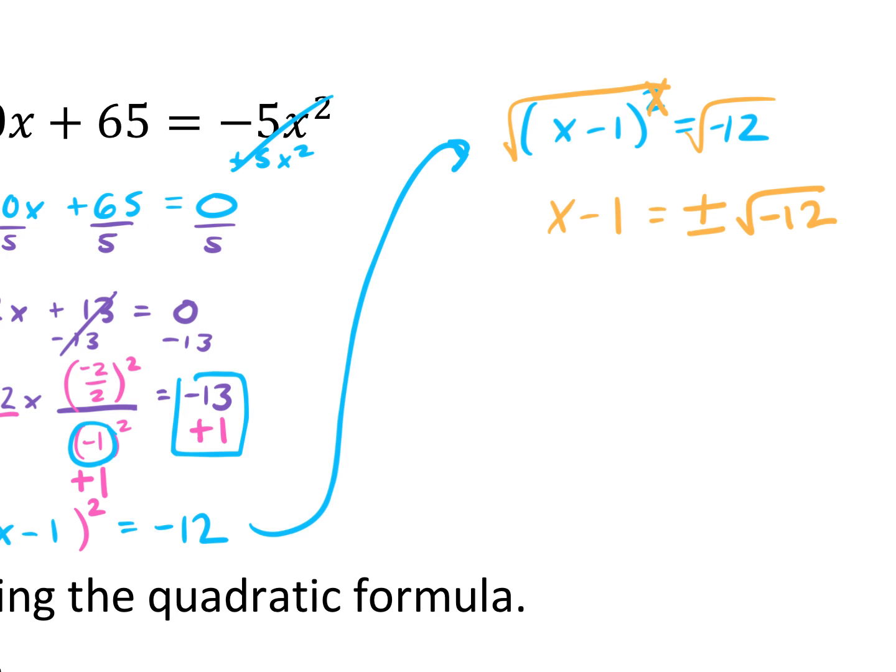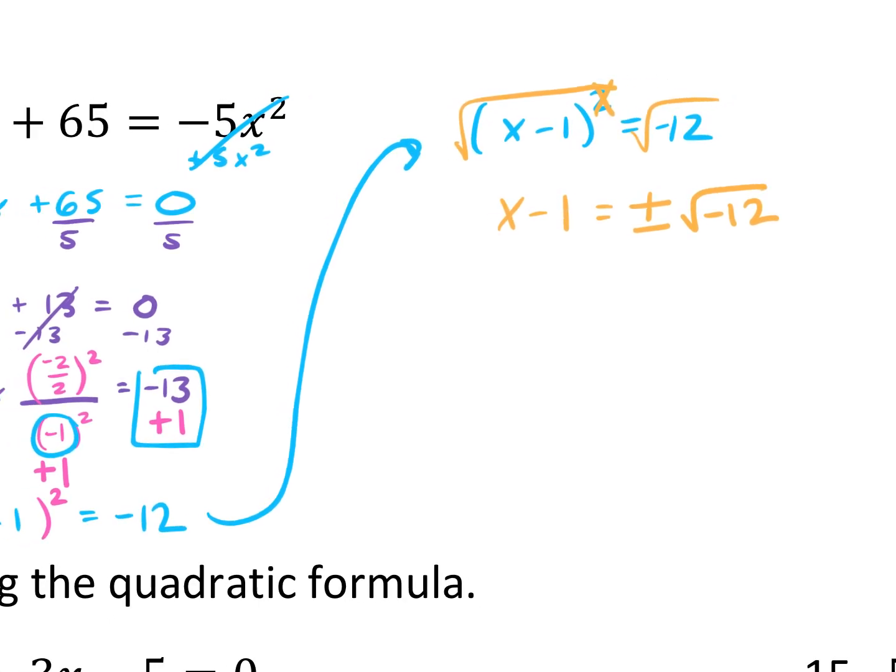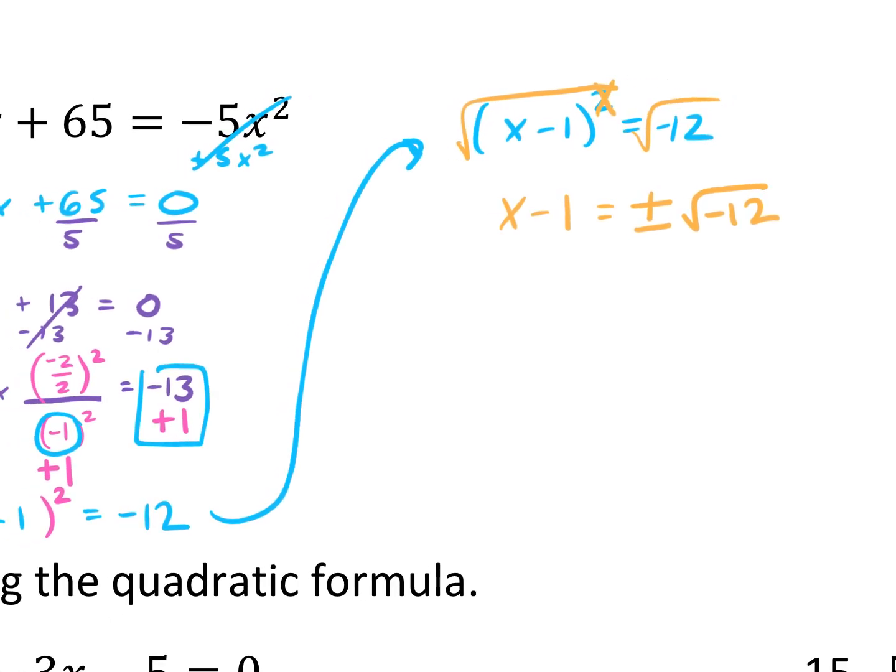Can I take the square root of negative 12? What would I get if I take the square root of negative 12? An i. What does i stand for? Imaginary. So what do you think my answer is here? No real solution.